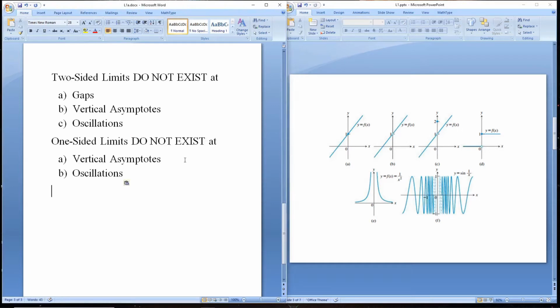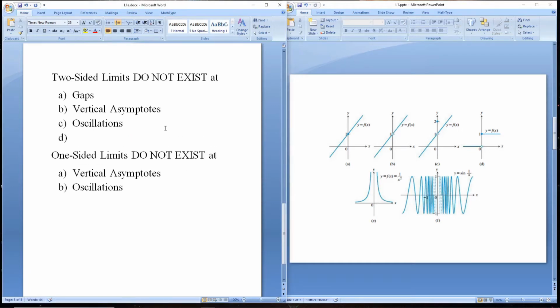One-sided limits do not exist at vertical asymptotes and oscillations. One-sided limits do exist at gaps, because you can have the left-sided limit, which is one-sided, and the right side, which is one-sided. So you can have one-sided limits at gaps.